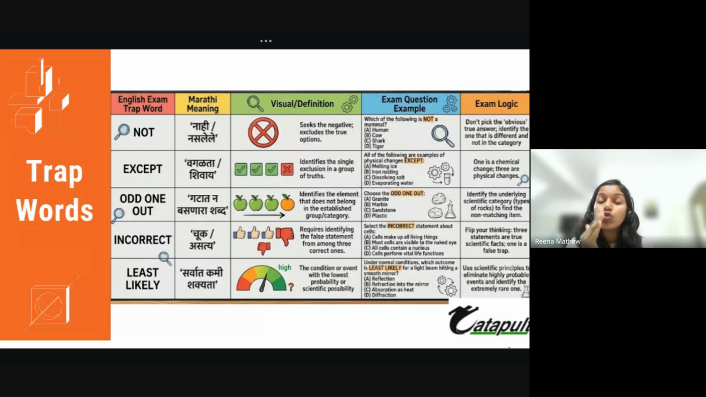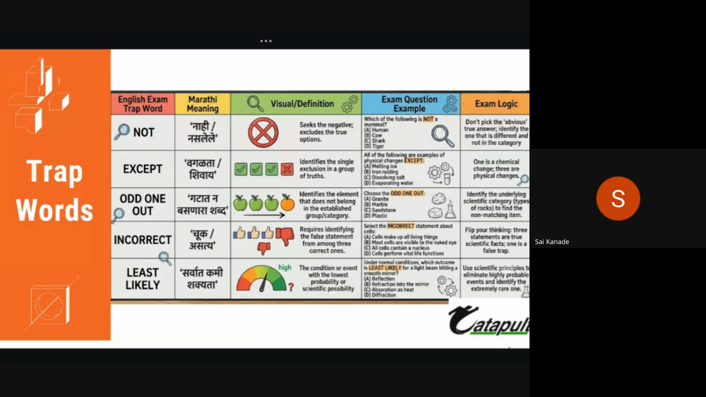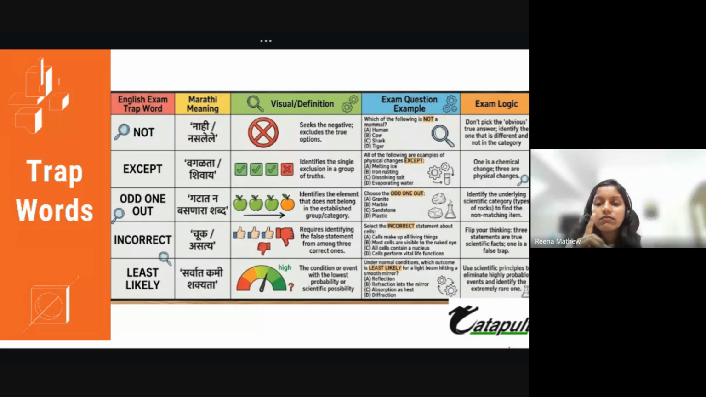Okay. Let's do odd one out. In odd one out, there is an emoji I've given you, a picture. There are four apples. Which is the odd one out? It's the orange apple because the rest of the three apples are in green color, but there is only one apple which is in a different color. So it doesn't match in the category.